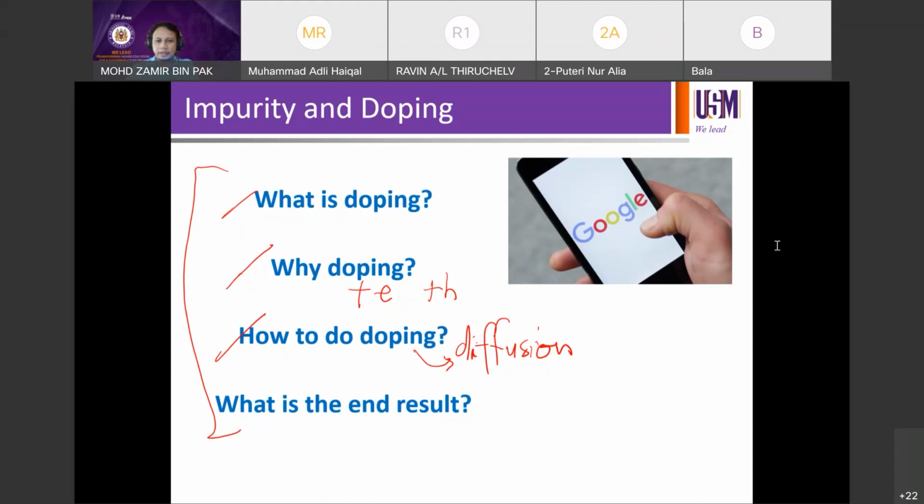Okay, ada lagi detail? Do you find any other details on how do you actually do doping? Or perhaps, Najia, would you like to elaborate on your diffusion process? How do you actually do the diffusion? Maybe in terms of temperature, how long does it take to do the diffusion? Or if anyone else can find any other keywords on how to do doping? Selective doping, yes, it can be selective as well. Okay.